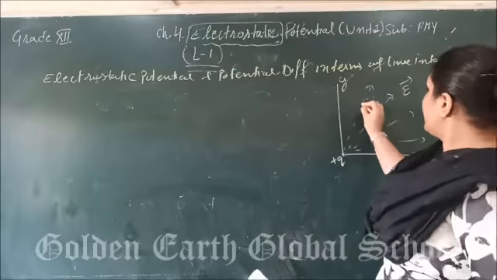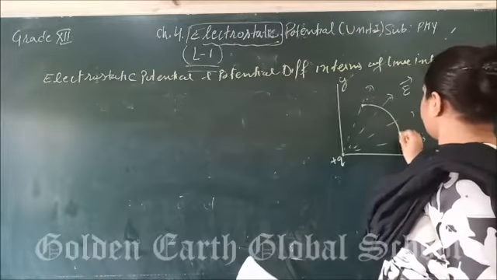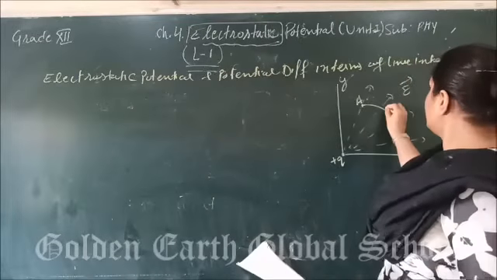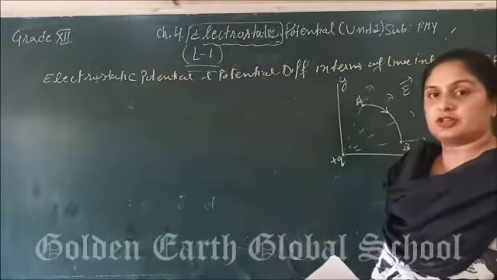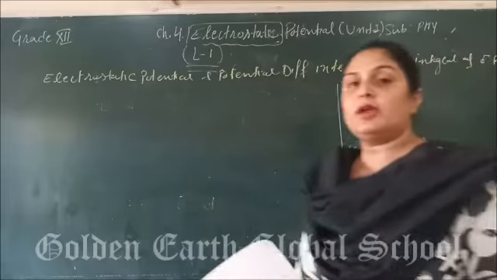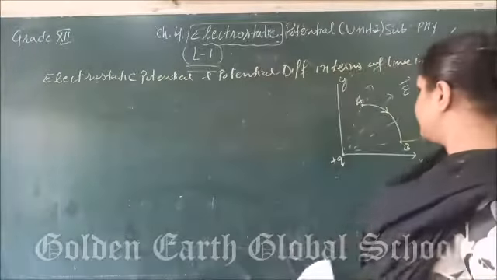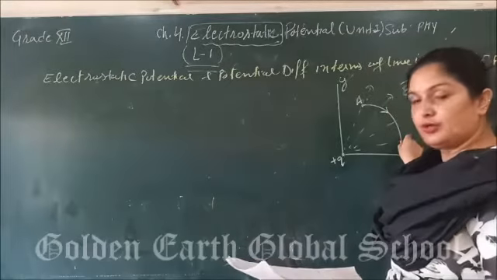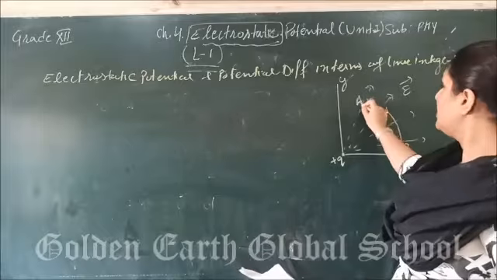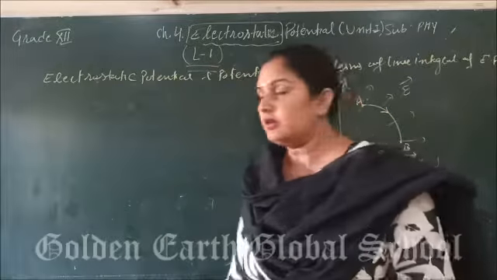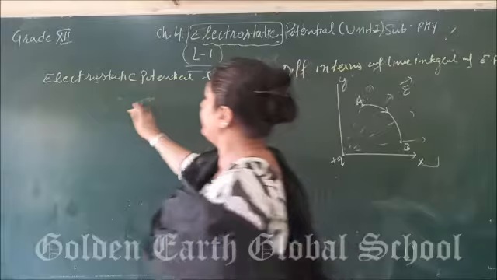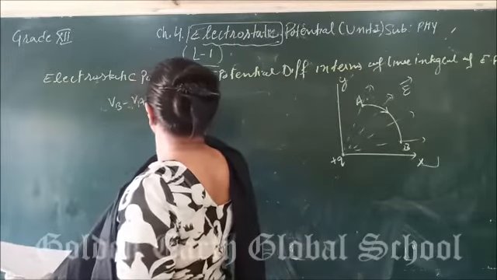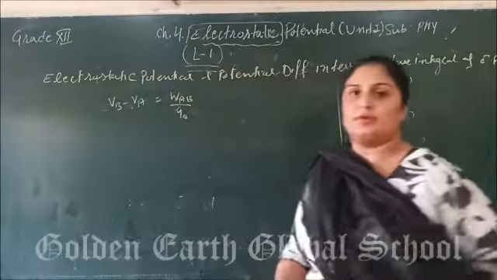Now let us suppose I am going to consider a path AB, or from point A to B I am going to move a unit positive charge. Unit positive charge means having value unity and sign is positive. Let us suppose a unit positive charge is moved from point A to B. Now I have to calculate the work done because I want to find the relation between the potential difference that is defined as work done upon charge Q0.